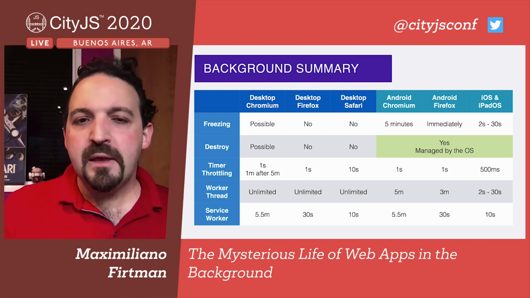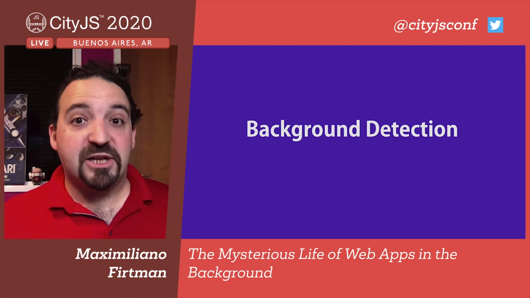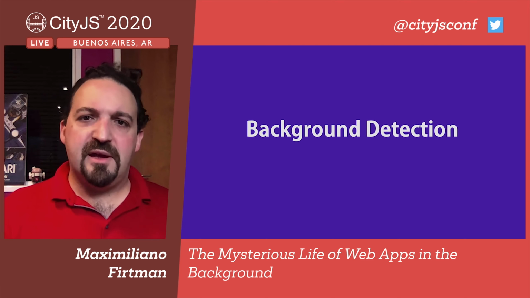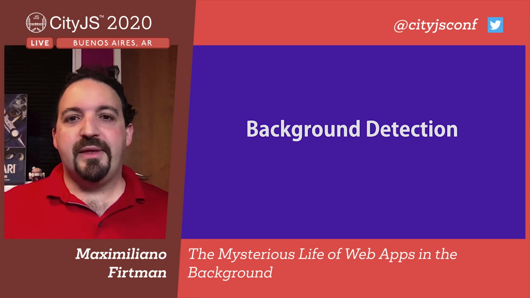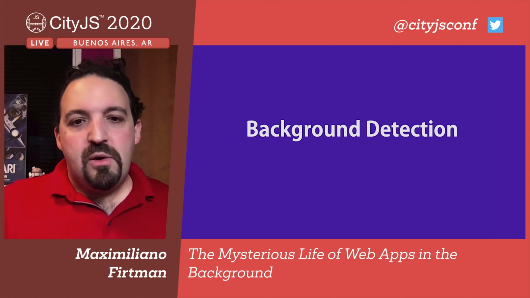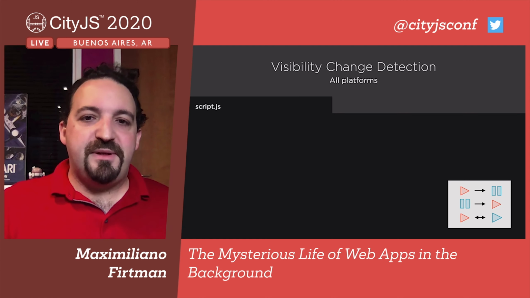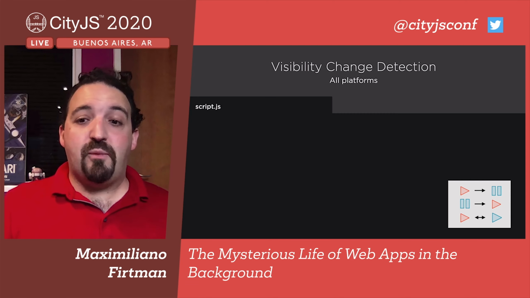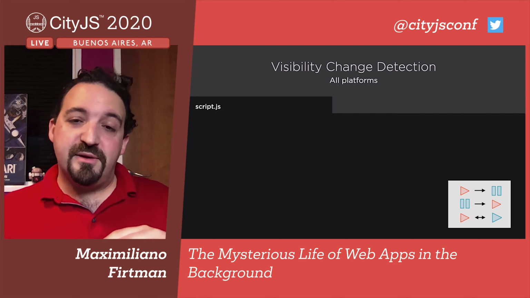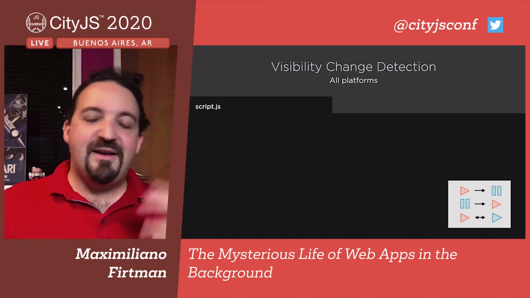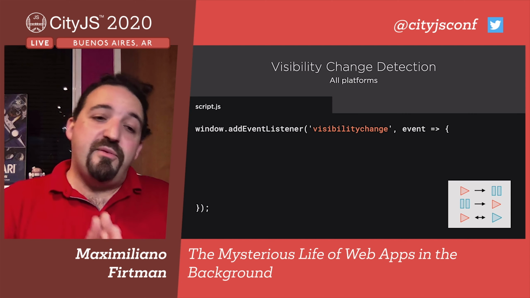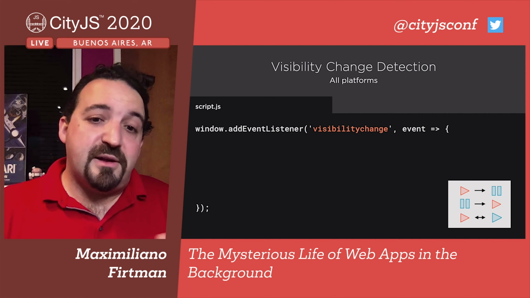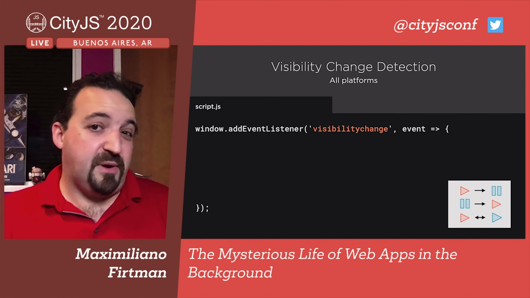Okay, cool. So background detection. How can you detect if the user goes to the background, now that you know what happens? Well, typically we're going to use visibility change detection. And this is available on all platforms. We can detect when the user goes from running to pause state, or pause to running. In this case, we use the event listener visibility change. So it's actually pretty simple.